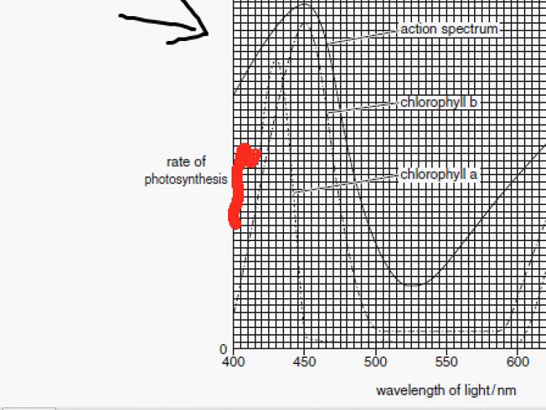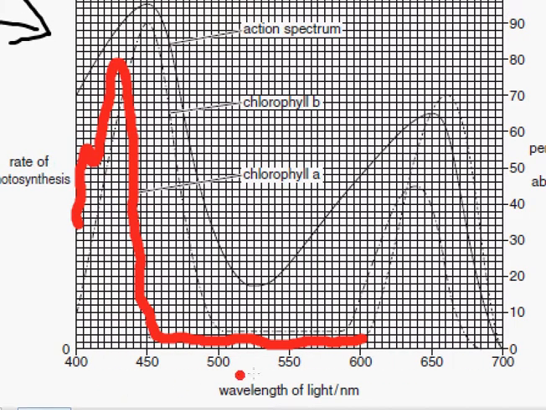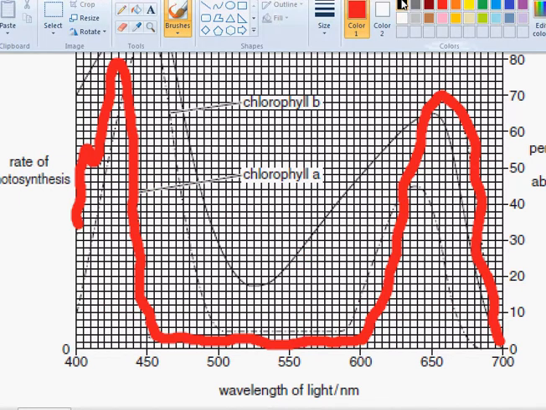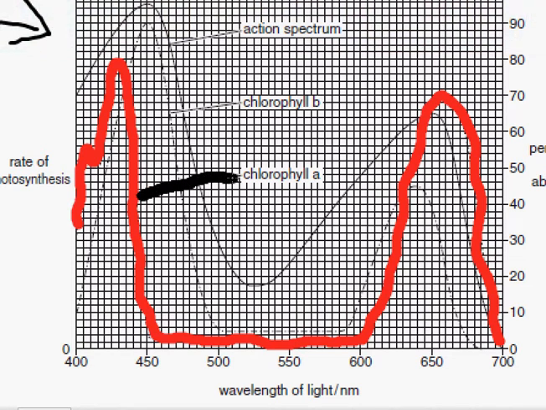This graph goes this way, comes this way, goes this way, and then it increases here, goes up here, right? This is for chlorophyll A, right? For A, right? And then we have another one.